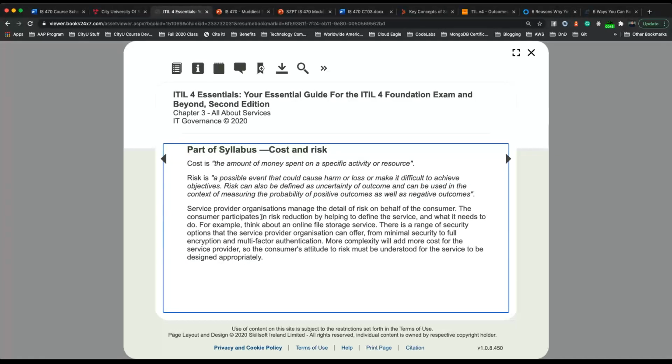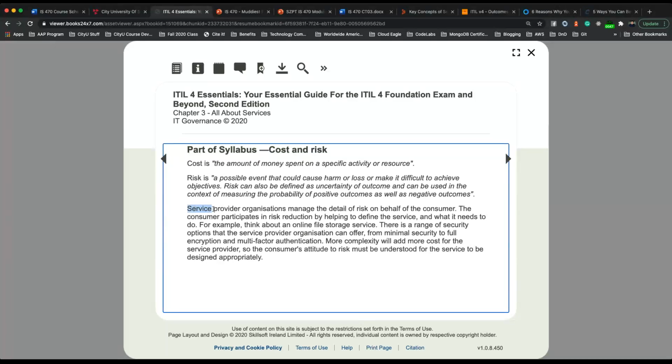So now we talk about cost and risk. Cost is the amount of money spent on a specific activity or resource. That's very easy. You throw away or you use your money. Risk is a possible event, so it's a future event that could cause harm or loss or make it difficult to achieve objectives. Risk can also be defined as uncertainty of outcome and can be used in the context of measuring probability of positive outcomes as well as negative outcomes.